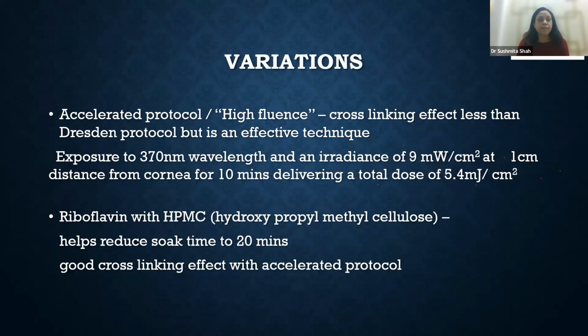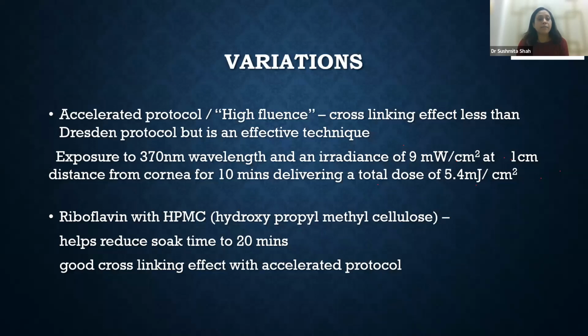Here, what is done differently is that after initial soaking with riboflavin, the UV light irradiance is 9 milliwatt per square centimeter, same at 1 centimeter distance from the cornea, for a duration of 10 minutes. However, the total energy administered is 5.4 joule per square centimeter, exactly the same as what is applied for the Dresden protocol. The other variation is riboflavin with HPMC or hydroxypropyl methyl cellulose.